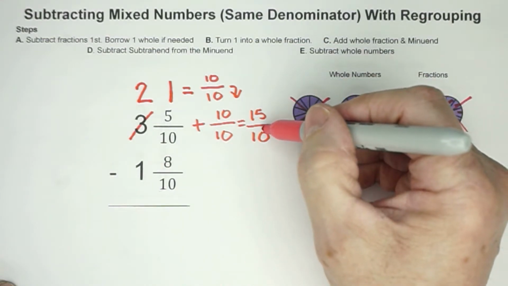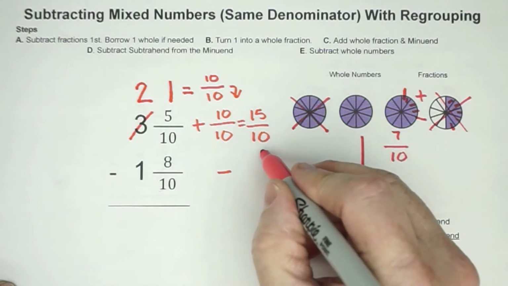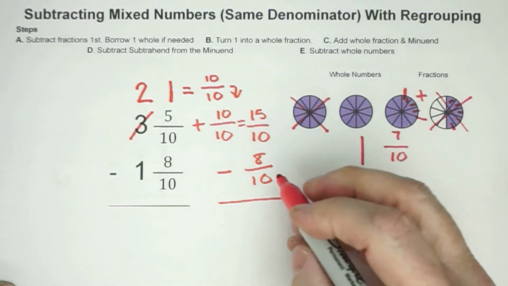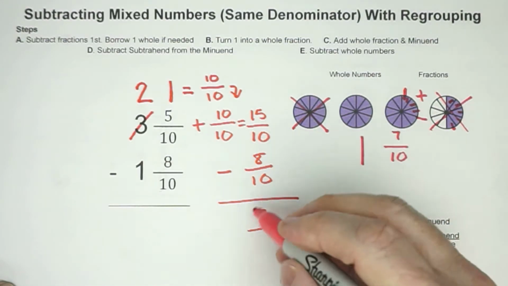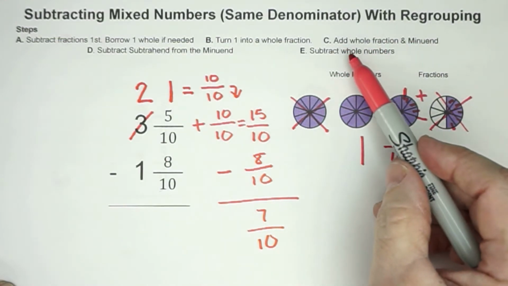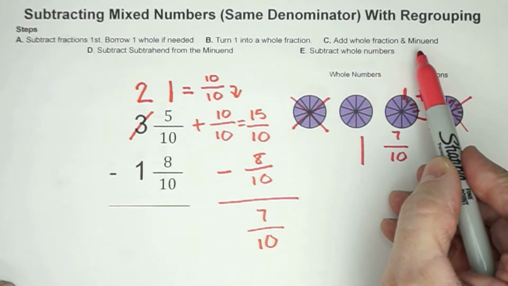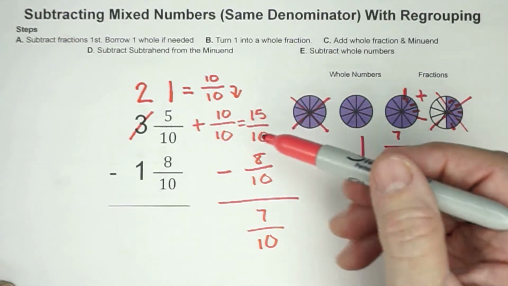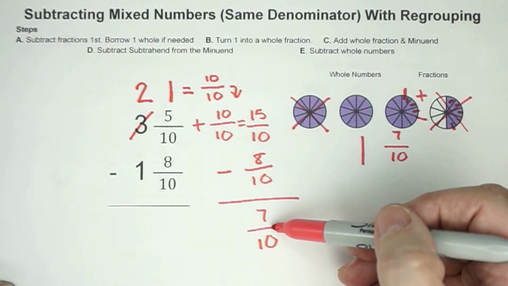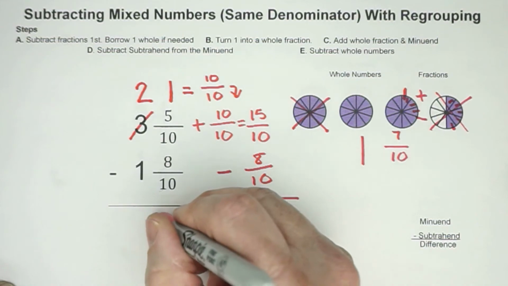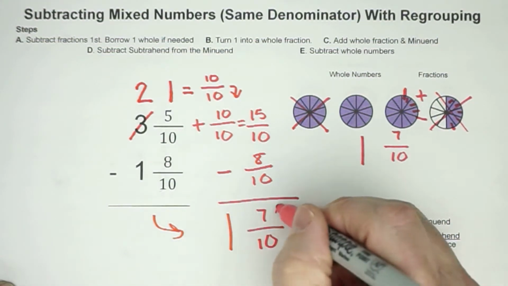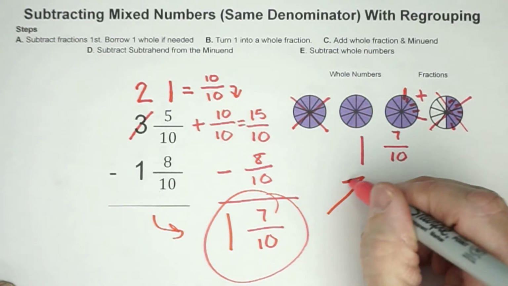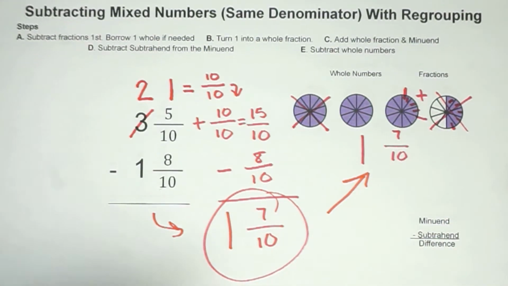So now we have 15/10 minus, I'm going to rewrite our 8/10, and 15 minus 8 would be 7, and then we're working with tenths. So that's where we added our whole fraction. That's that step there. And minuend just means the top number, right, when we're doing subtraction. Then we did our subtraction and got 7/10 of our fractions. 2 minus 1, I'm going to write it over here. And your answer would be 1 and 7/10, and we don't need to simplify this. Notice, by the way, that we got the exact same answer with our models.